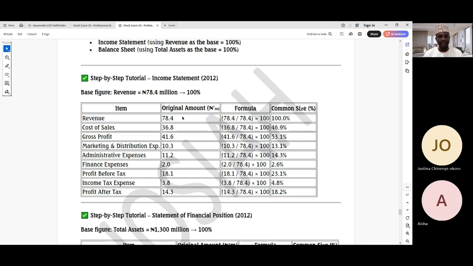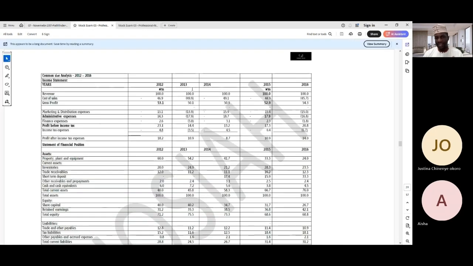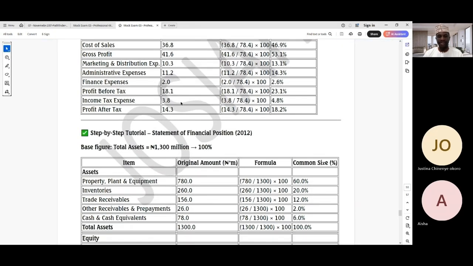So you just take that amount and turn it to 100%. Then for the cost of sales, you divide it by the revenue and turn it to a percentage. Expressing it as a percentage of 100% will now give us the percentage in common size terms. So for the revenue that is 100%, the cost of sales is 46%. This is the table and the formula for conversion of the actual figures to the common size figures, and I did it for 2012 to help us understand how it goes.